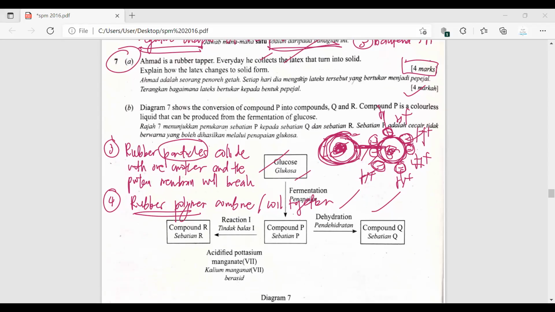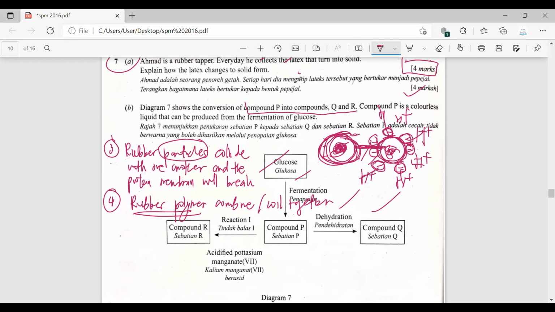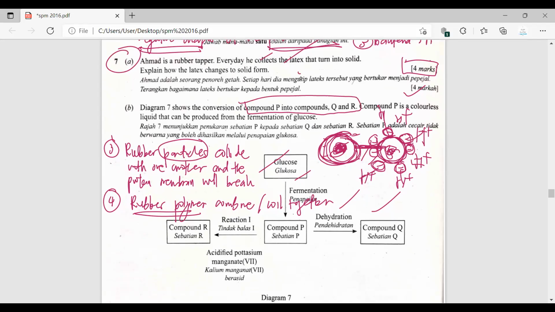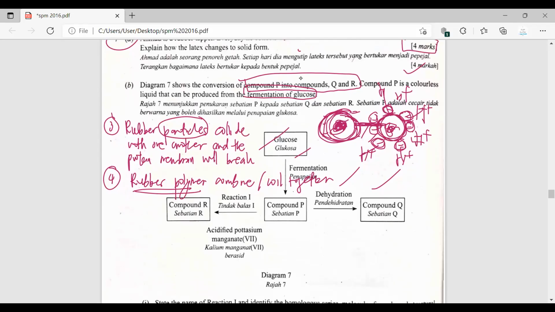The conversion of compound P into compound Q and R. Compound P is a colorless liquid that is produced from the fermentation of glucose. I love this kind of question because it tests whether I've memorized what I need to memorize. So now glucose, when it undergoes fermentation, I get two products. If you look at all the pictures we took in the lab, you can see on my slab up there, this equation is there. What do I get? Glucose undergoing fermentation. Bio also you learned. I'm going to get two things. What are the two things?